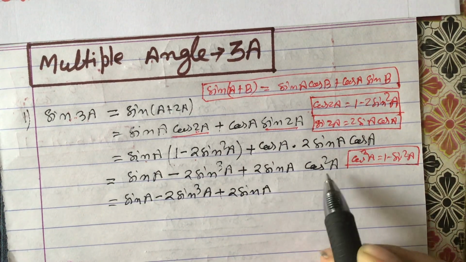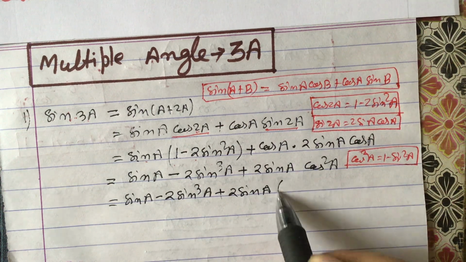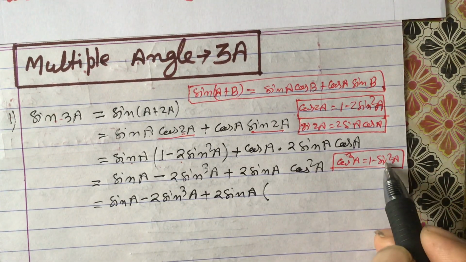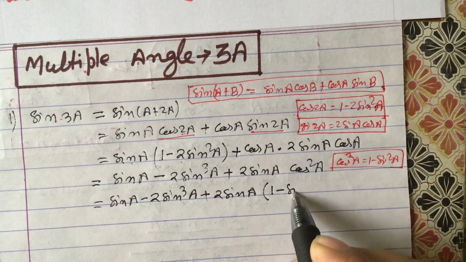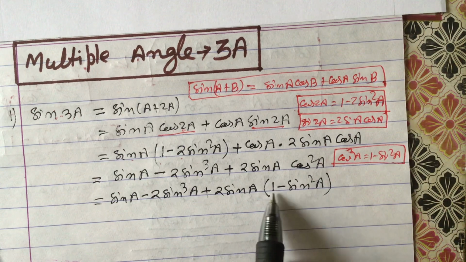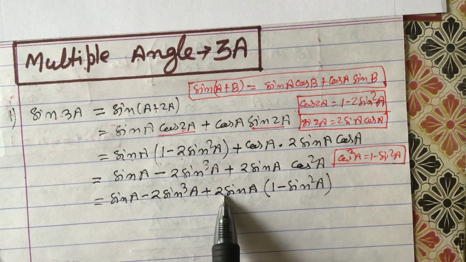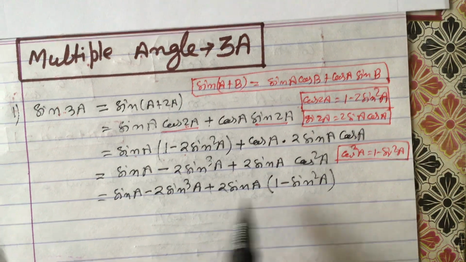Now cos square A has binomial terms, so do not forget to put brackets. If there is more than one term, then we need brackets. So cos square A is 1 minus sine square A. We are converting cos also in terms of sine. Now open this bracket just by multiplying by 2 sine A. If you multiply by 2 sine A, we can open the bracket.